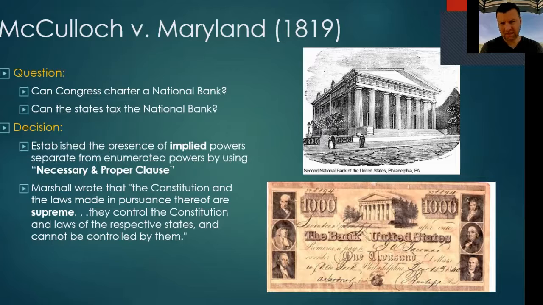Since it's not in the Constitution, there was the argument that it shouldn't exist. But the courts decided that it could exist based on the necessary and proper clause, which gave Congress the implied power to create a national bank to help regulate the economy.